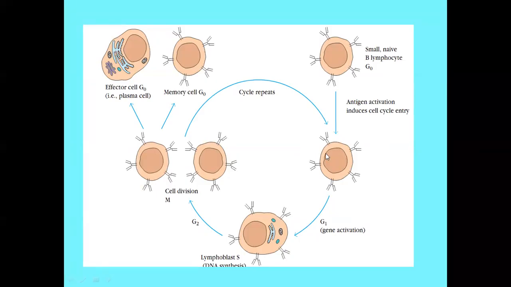B cells mainly react if the antigen is soluble in nature. So the antigen interacts with this antibody, because the B cell has the surface marker of antibody.